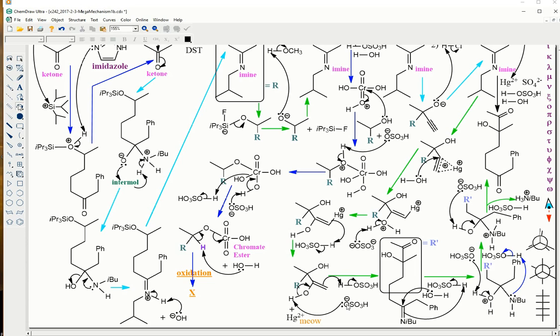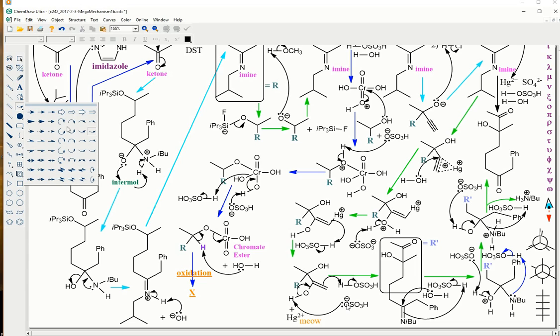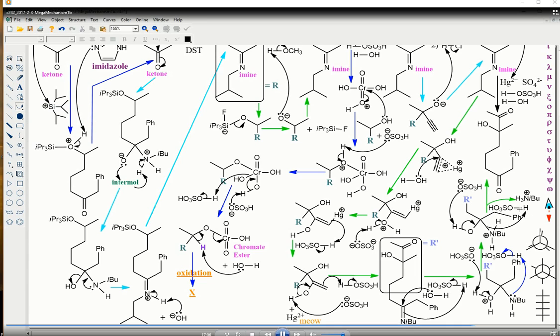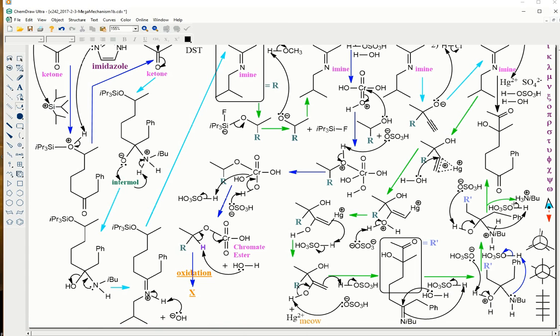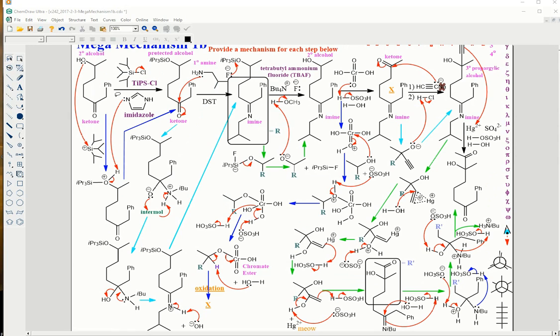And the amine leaves as it picks up a proton to make it a better leaving group. And that's the end. In summary, we have a secondary alcohol.